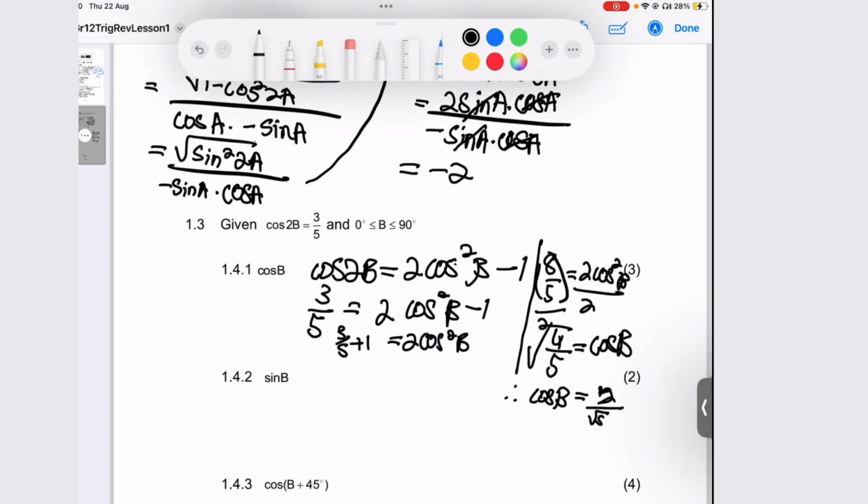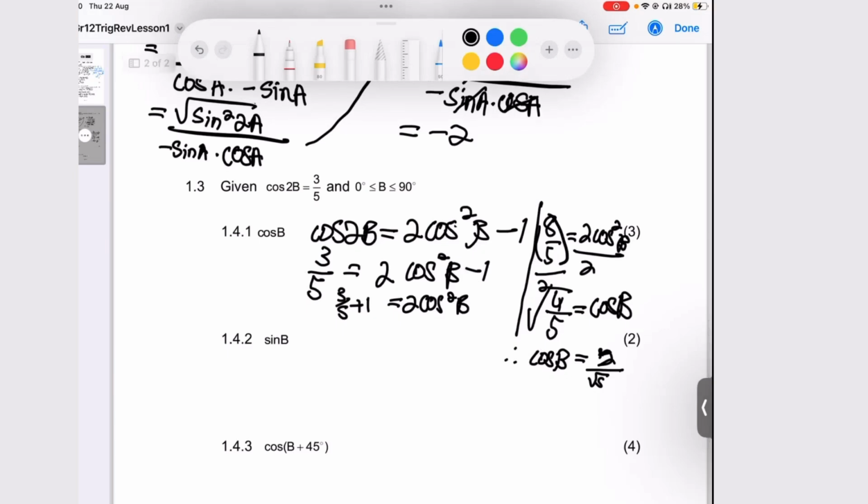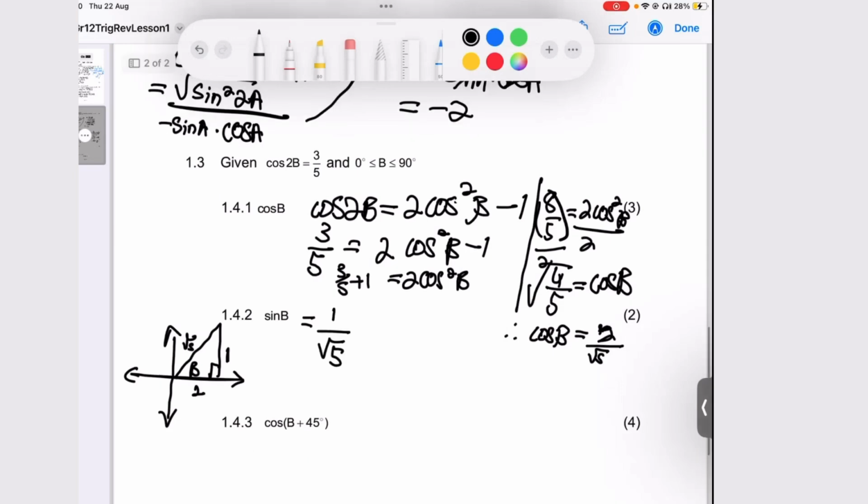Now, because you now have cos B, you can find sine B. But in order to find sine B, you need to put this in a Cartesian plane. They said B is in the first quadrant, so the adjacent side is 2 and the hypotenuse is the square root of 5. From looking at this, you can see that the third side is equal to 1, but you can also use Pythagoras to find the third side. So sine of B is opposite over hypotenuse, which is 1 over the square root of 5. That is sine of B.